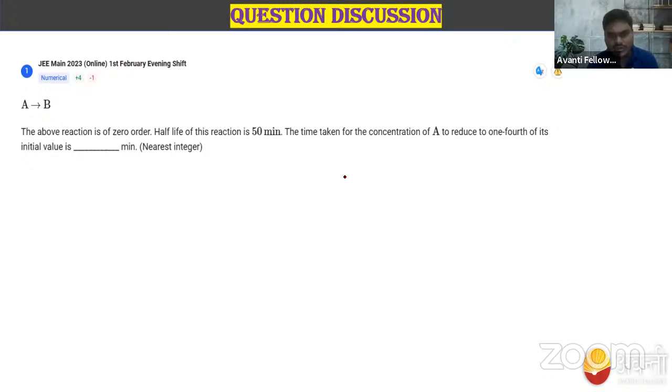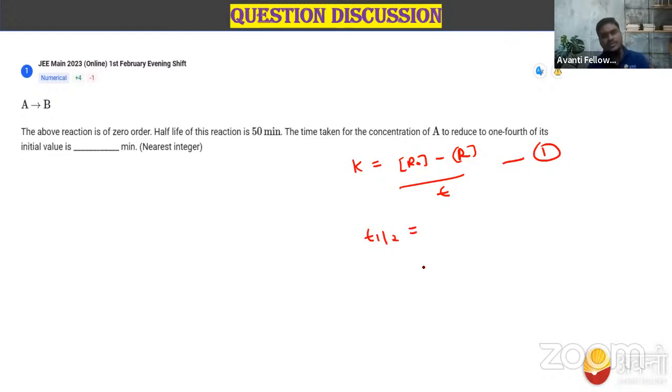So for the zero order, we know that first thing, K is equal to R naught, the initial concentration, minus R, divided by T. So this is the first equation we know for the zero order. And the second equation that we know for the zero order is T half is equal to R naught upon 2K. So these two equations we know for the zero order, right?